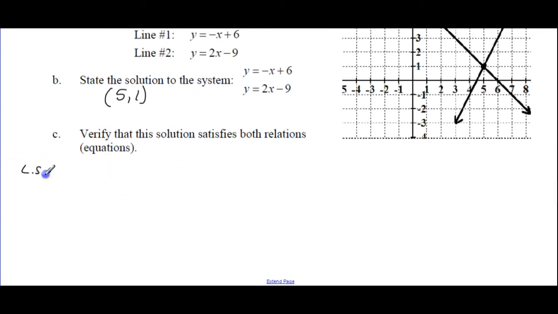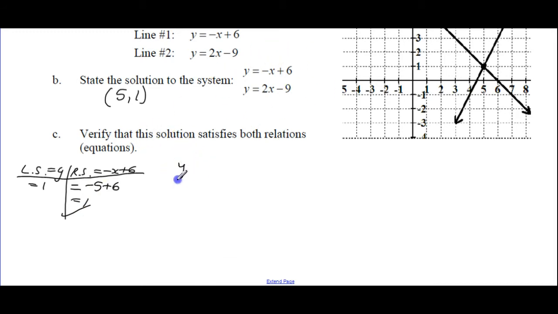Okay, so line 1, the left side is equal to y. The right side is equal to negative x plus 6. Y is 1. This is negative 5 plus 6, which is 1. So we know the point 5, 1 is on this line.